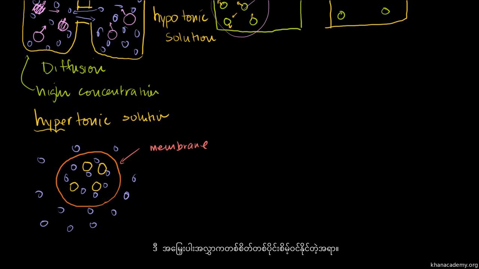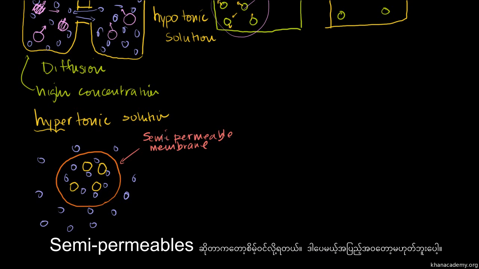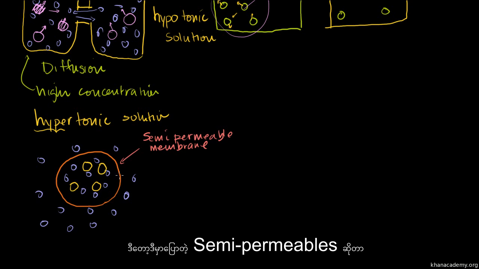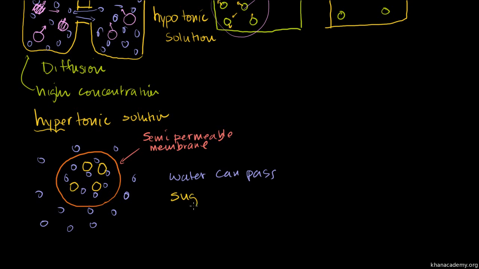And this membrane is semi-permeable. Permeable means that it allows things to pass. Semi-permeable means it's not completely permeable. So semi-permeable in this context, I'm saying I allow water to pass through the membrane. So water can pass. But sugar cannot. Sugar is too large. And the reason why in this case is because the sugar molecule is too big.